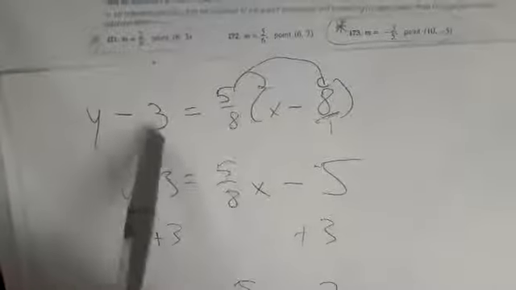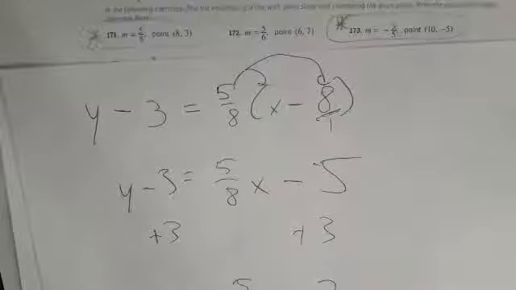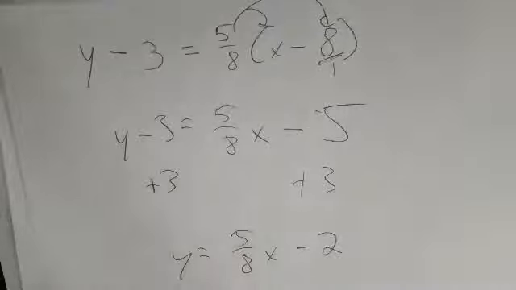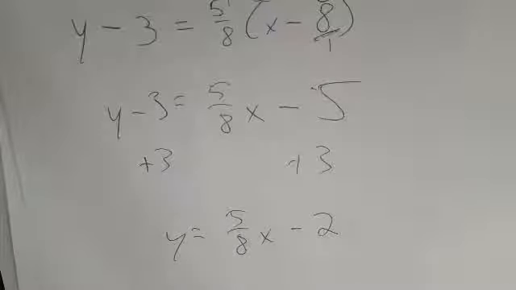Y minus y1 looks like y minus 3 equals m, x minus x1 looks like x minus 8. We did some distribution. We moved the 3 over. And so for 171, we should have got something like y equals 5/8 x minus 2. Questions?